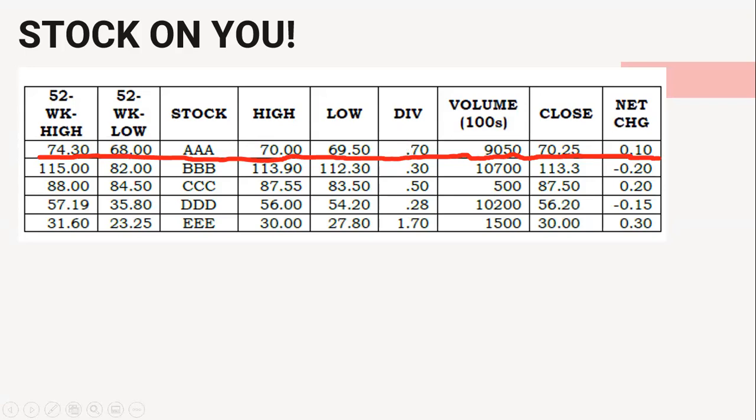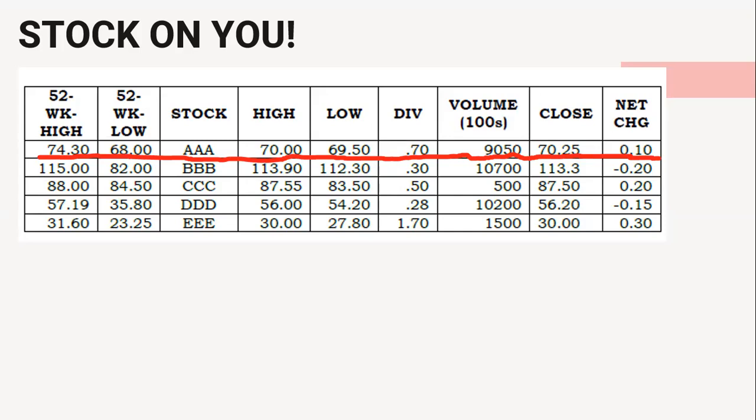Follow-up question, what was the closing price on the last trading day? Closing price, ay dito kayo sa close naman titingin, 70.95. And then last question, what was the closing price the day before? The day before the last trading day. So kung ito yung naging last price nung last trading day, ito daw yung net change. So, ibig sabihin, 70.25 minus 0.10 ay 70.15 was the closing price the day before the last trading day. So, ganun po yung pagtingin sa table, ha? On stocks. Okay?